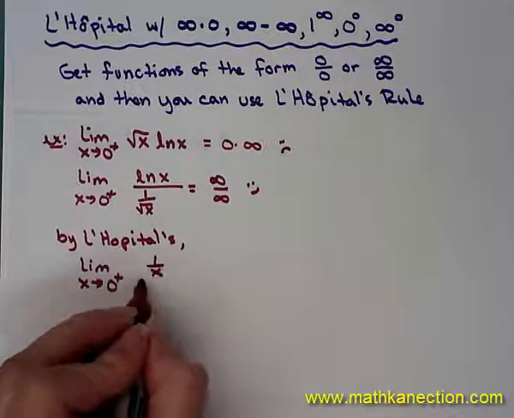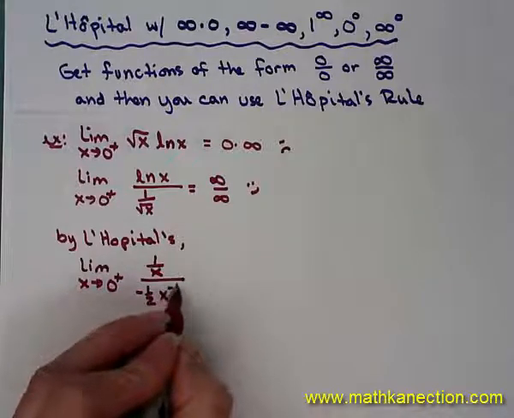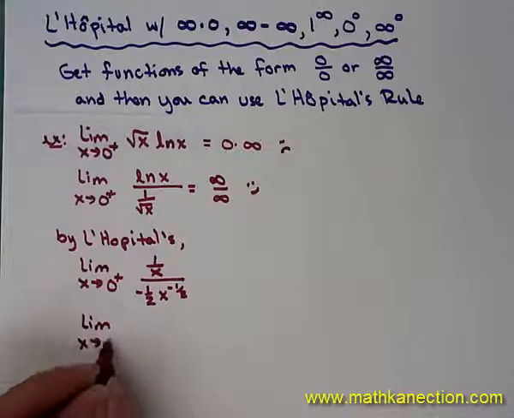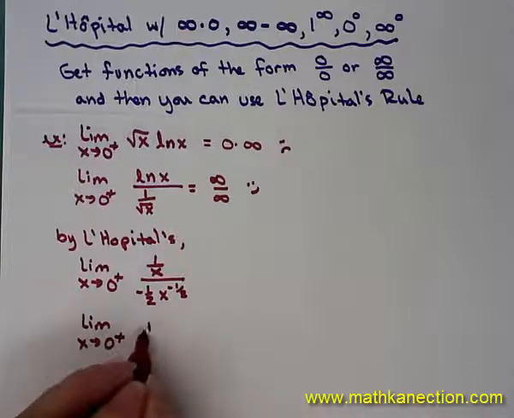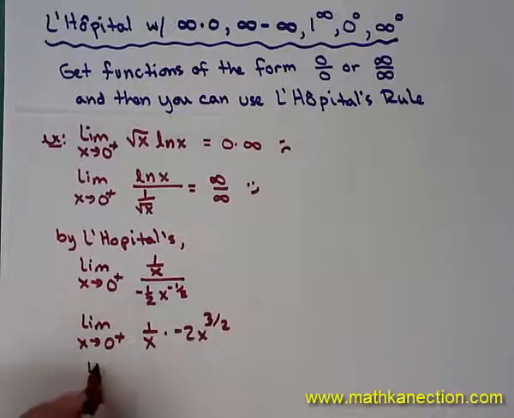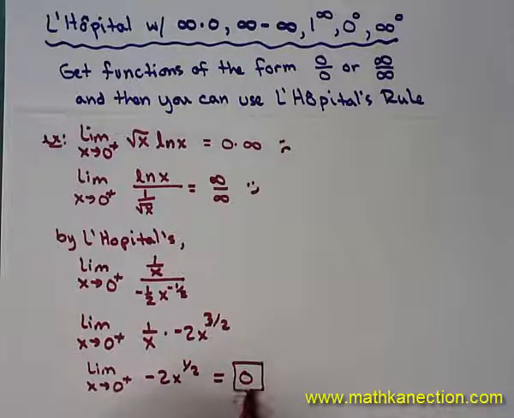So by L'Hopital's rule, the limit as x approaches 0 from the right side, taking the derivative of natural log of x, which is 1 over x, and the derivative of 1 over radical x, which is negative 1/2 x to the negative 3/2. So we have the limit as x approaches 0 from the right of 1 over x times negative 2 x to the 3/2, which by simplifying we get the limit as x approaches 0 from the right side of negative 2 x to the 1/2, and substituting in the value of 0, we get the answer of 0, so the limit is 0.